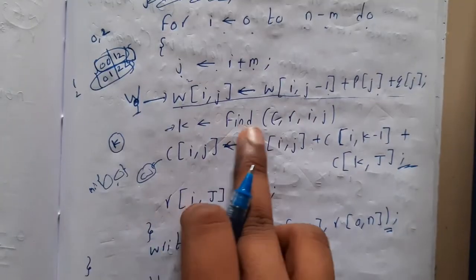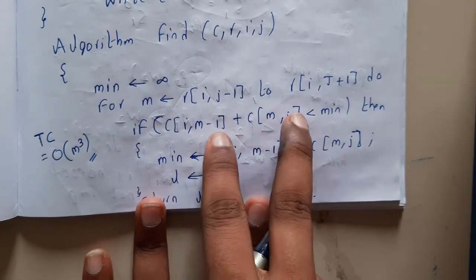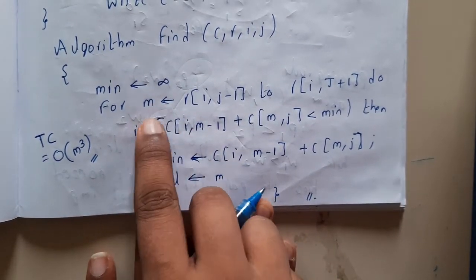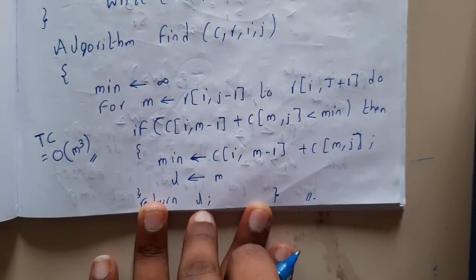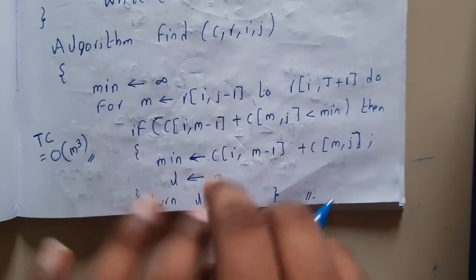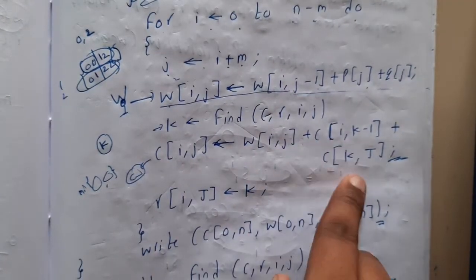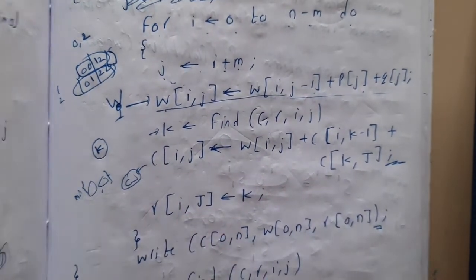That is what this find will be doing. It will be selecting the minimum among both, calculating all combinations of k. Instead of k, I think here we are using m. So based on that m value, finally you will be returning the m value, that's nothing but l. You will be returning that and storing it in k, and you will be finding which is giving the optimal solution and storing it in C of i comma j. So that is what we are doing here, guys.